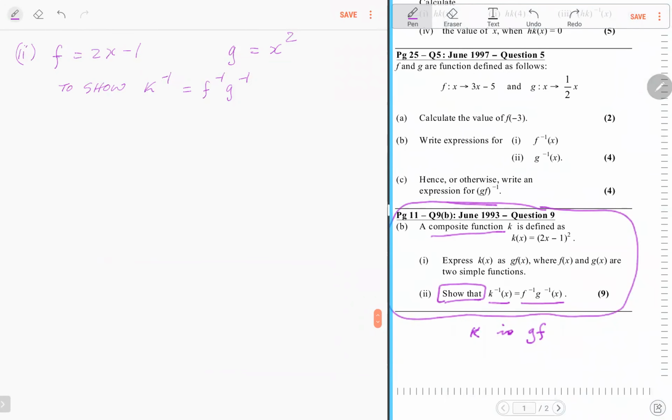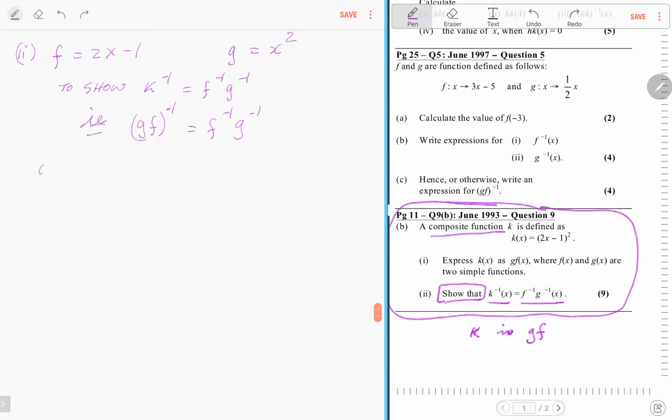Right. So that's what we're trying to show. K to the minus 1 is equal to F to the minus 1 of G to the minus 1. That is, we're really trying to show that G of F all to the minus 1, remember this G of F inside this K now, is F to the minus 1 of G to the minus 1. We'll show that by working out this side, and then working out this side, and see that it is the same. That's what the procedure is.